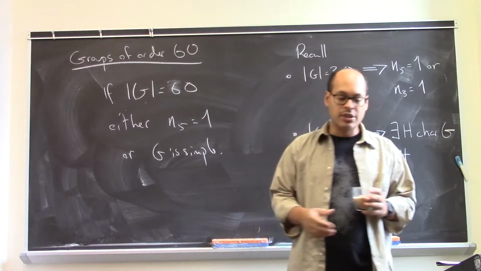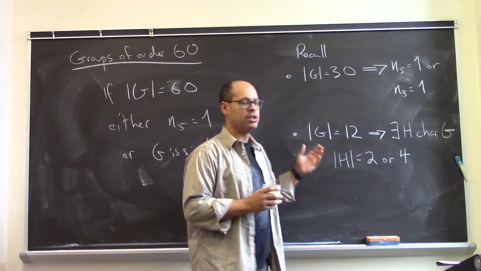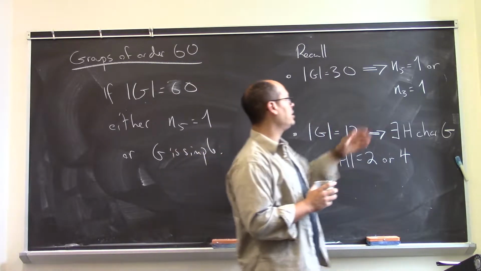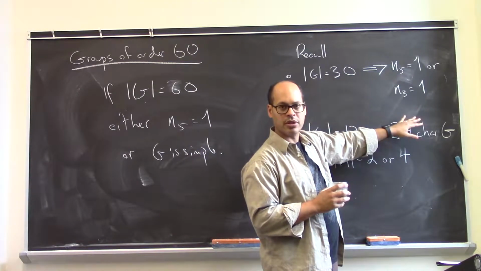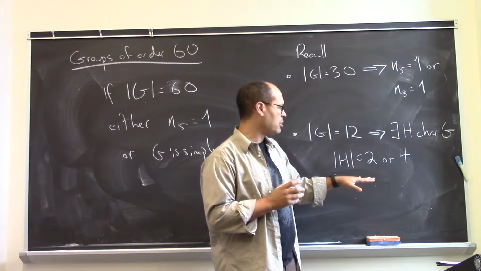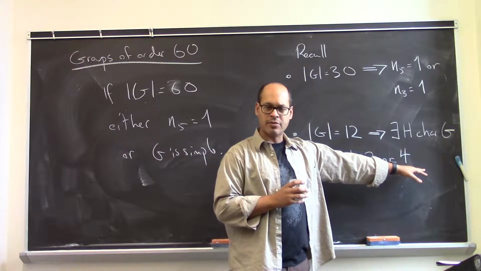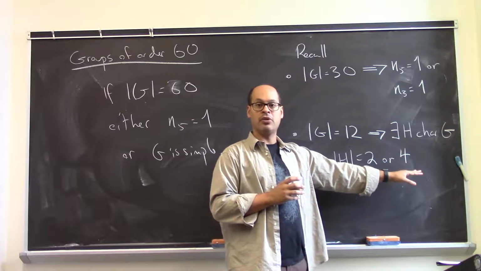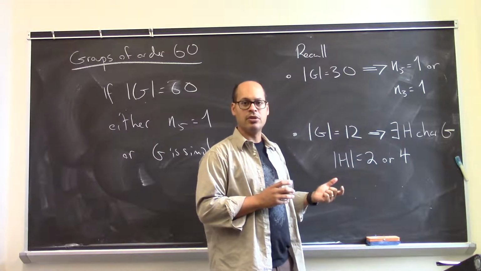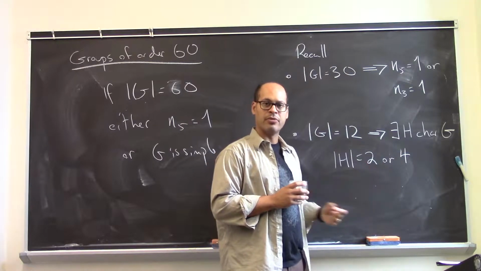To do this, we're going to use some facts about groups of smaller order, and in particular, I want to remind you of these two facts. If you have a group of order 30, what we've shown is that either the 5 Sylow subgroup is normal or the 3 Sylow subgroup is normal. And if you have a group of order 12, then there's a characteristic subgroup of order either 2 or 4. So either the Sylow 2 subgroup, which is order 4, is normal and unique, or the intersection of the 3 distinct Sylow 2 subgroups ends up being a non-trivial, and therefore characteristic, subgroup of order 2.